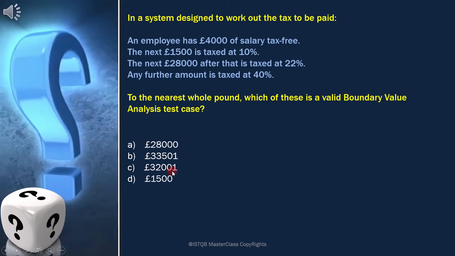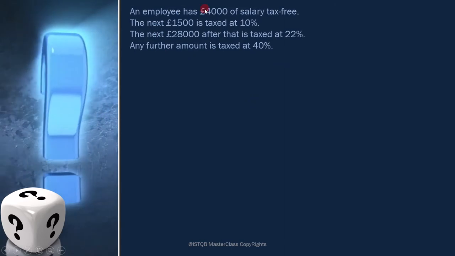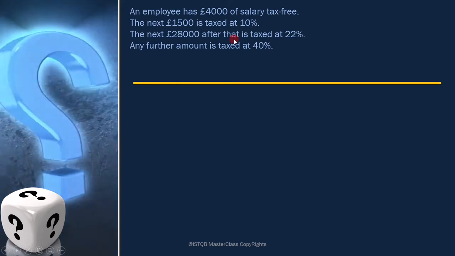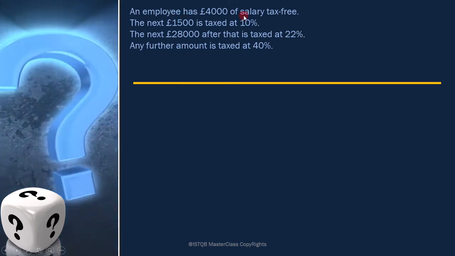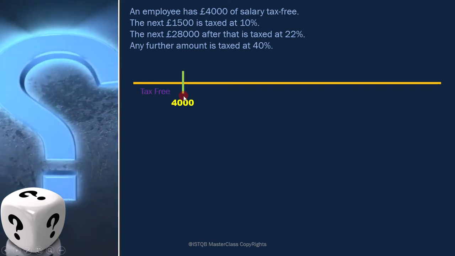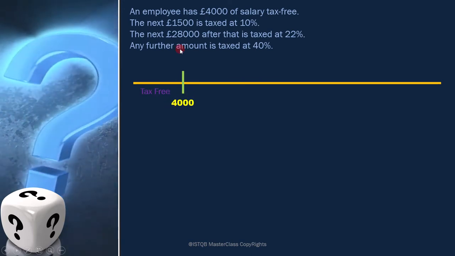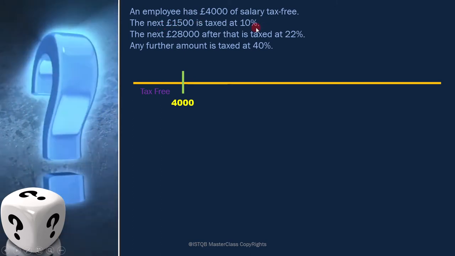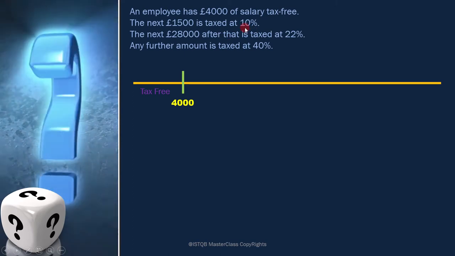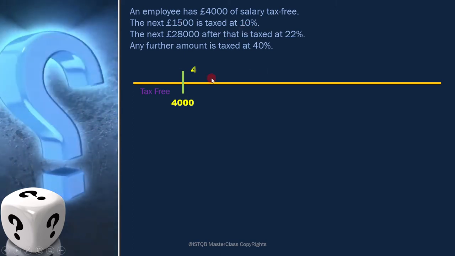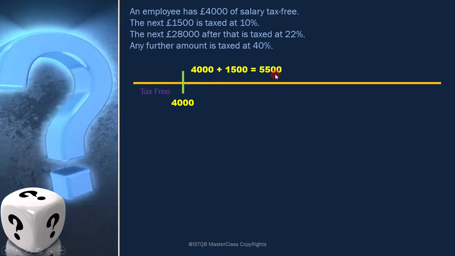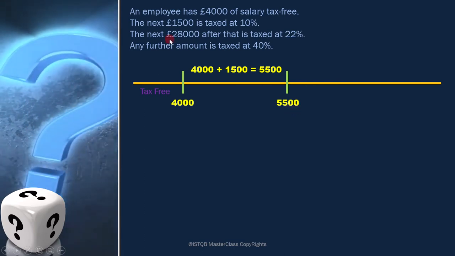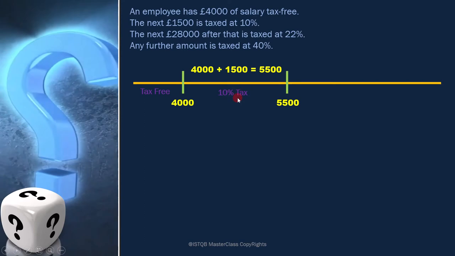To solve this question, first we have to draw a boundary value analysis diagram. And to do that, we need this data. As per the question, up to 4,000 the tax is free, so this is one boundary value. To find the next boundary, we need to read the second line. The next 1,500 is taxed at 10%. To find the next boundary, we need to add 4,000 and 1,500, which is 5,500. 5,500 is the next boundary. From 4,000 to 5,500, the 10% tax slab is applicable.